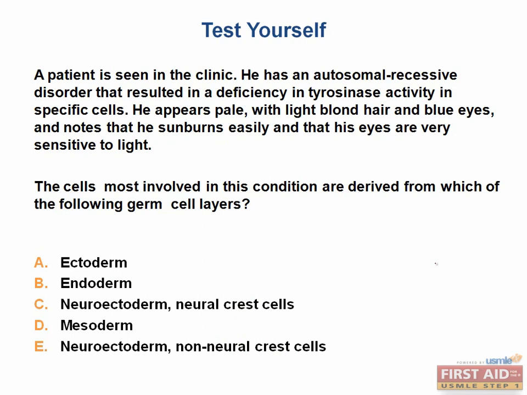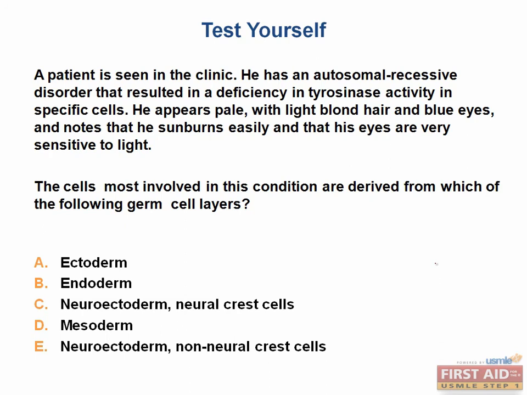A patient is seen in the clinic. He has an autosomal recessive disorder that resulted in a deficiency in tyrosinase activity in specific cells. He appears pale with light blonde hair and blue eyes, and notes that he sunburns easily and that his eyes are very sensitive to light. Now, the cells most involved in this condition are derived from which of the following germ layers? You may want to pause the video to answer the question.